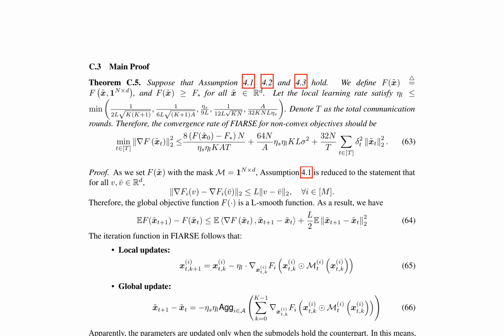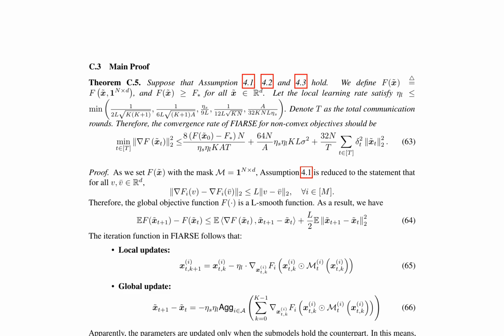Here is a combined summary of pages 21-24. The proof of theorem C5 establishes the convergence rate of FIARSE for non-convex objectives, assuming assumptions 4.1, 4.2, and 4.3 hold. The theorem defines the local learning rate eta L and the global learning rate eta S, and derives the convergence rate by bounding the expected difference in the global objective function f between two consecutive iterations.